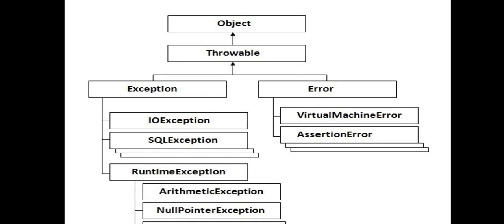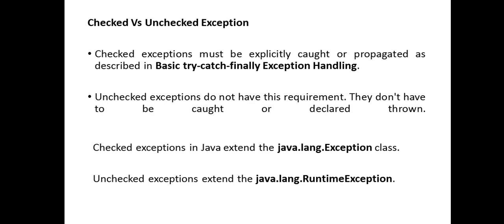So let's move ahead, and you can also have another diagram: Object, then Throwable, then Exception, then Error. Exception includes IOException. Here Exception represents checked exceptions, and RuntimeException represents unchecked exceptions, right? We have already discussed it. Checked exceptions must be explicitly caught or propagated as described in basic try catch. So there is a concept of try and catch. For handling the exception, we write code using try, catch, and finally blocks.